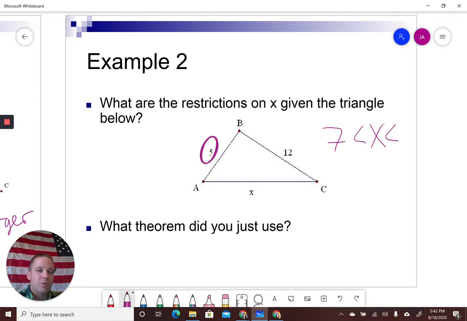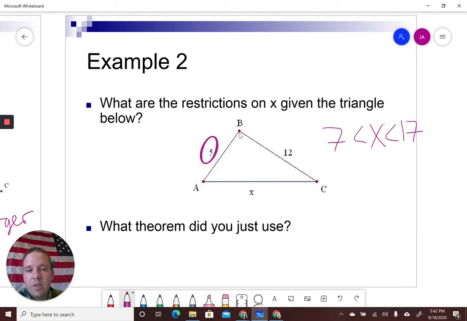But I can't go too big, right? Well, the other two sides, 5 and 12, I want to make sure that the x side doesn't exceed the length of those two, because then we're going to have that gap, right? So 5 plus 12 is 17, so I'm going to have to be less than 17. Otherwise, they won't touch at B, and we won't have ourselves a triangle.